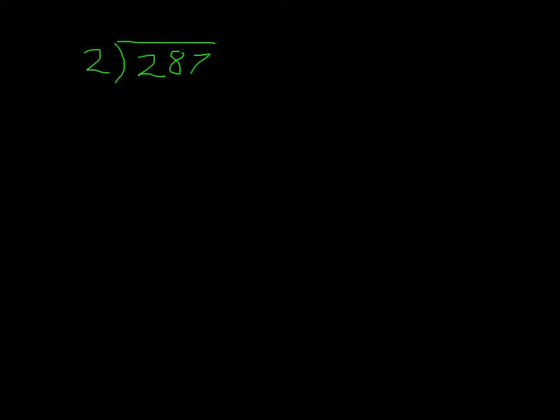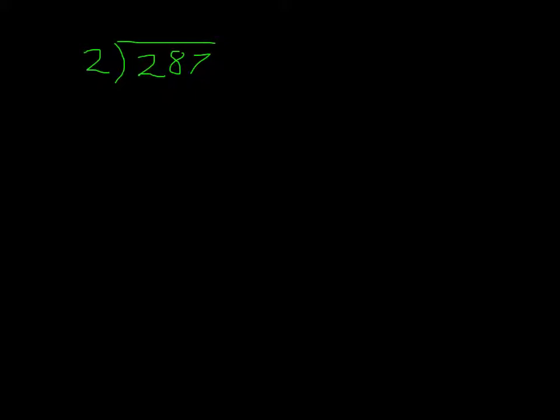On this next one here, we have a divisor of 2 and a dividend of 287. And we're trying to figure out what our quotient would be. So the first thing we're going to do is look at the hundreds place here. We have a 2. Can 200 be divided by 2 equally? Yes, it can. So my first digit is going to be placed above the 2.